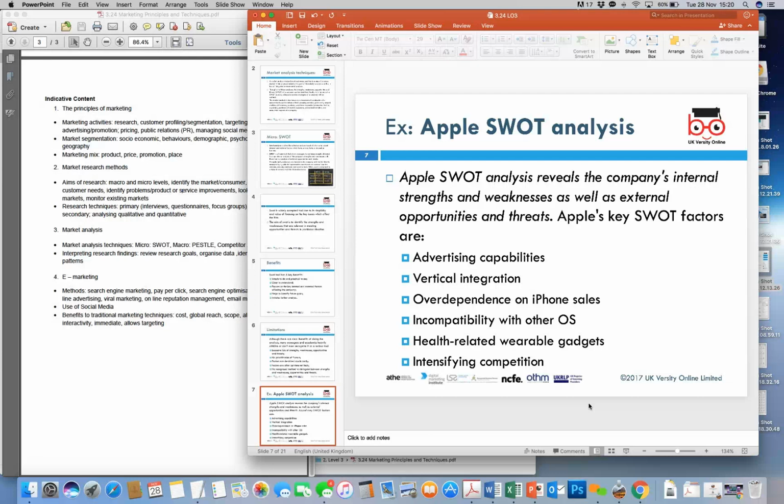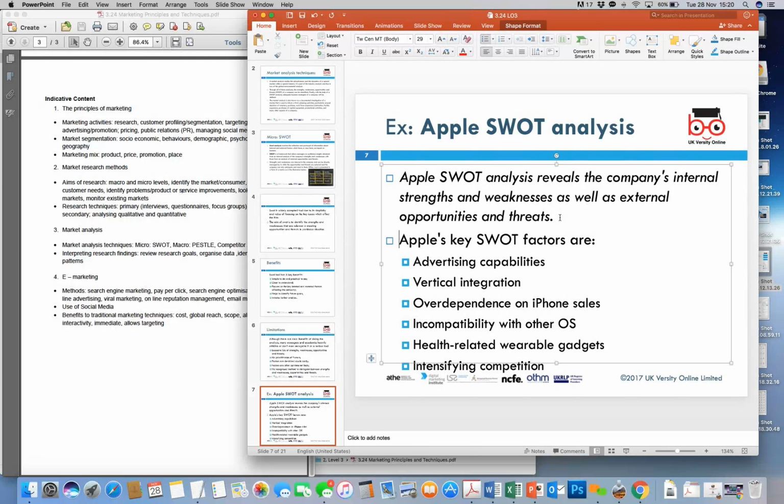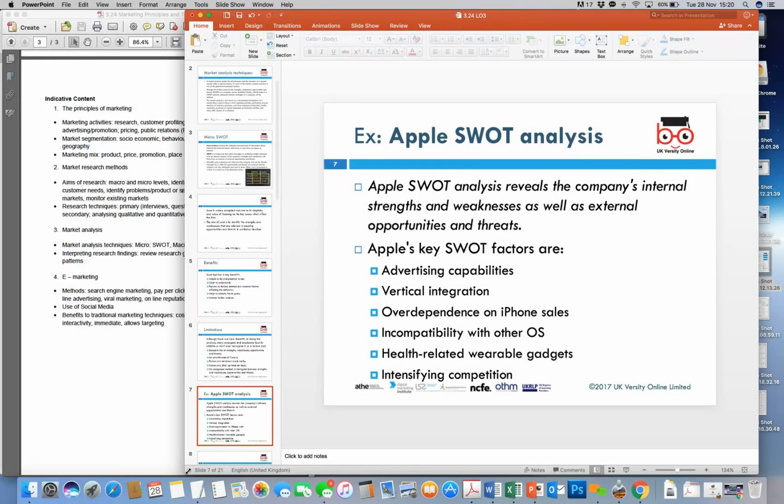So here, we want to do the SWOT of Apple from the point of view of studying some particular features. Let's compare and do some analysis on the advertising capabilities, vertical integration, sales, over dependence on the iPhone, and incompatibility with other operating systems. Now, these are some of the weaknesses that we get to see when we look at Apple.